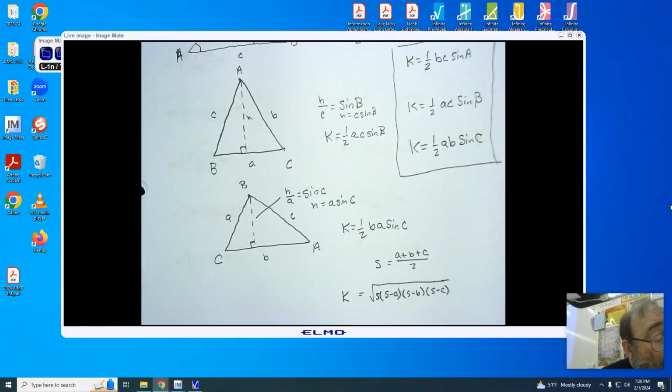So semi-perimeter times the semi-perimeter minus A times the semi-perimeter minus B times the semi-perimeter minus C. Once again, Heron was a mathematician all the way back from ancient Egypt around the first millennia, so around 50 BC, CE, in the Common Era. And Heron found that the Earth was round.